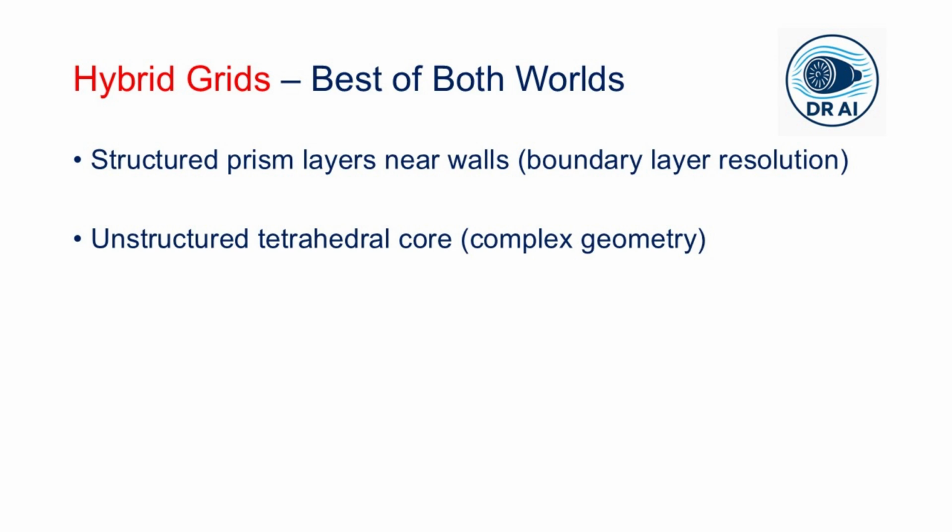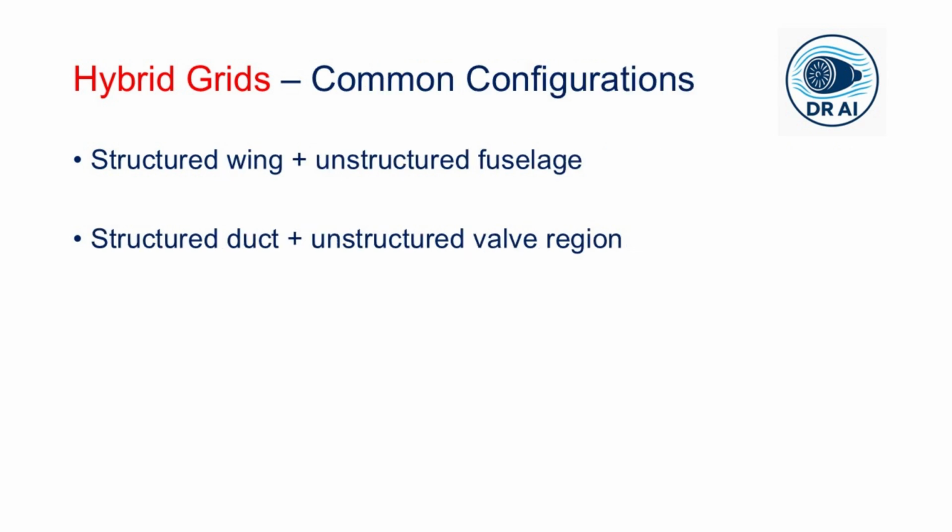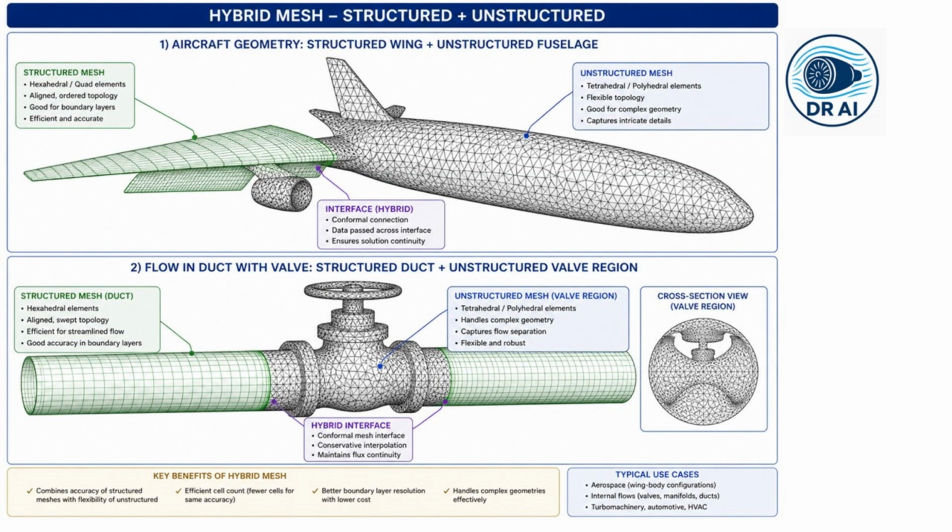Other hybrid configurations include a structured block around the wing and unstructured around the fuselage, or a structured duct with an unstructured valve region. Overall, hybrid grids are the workhorse of modern industrial CFD. Almost every commercial solver offers prism layer generation.